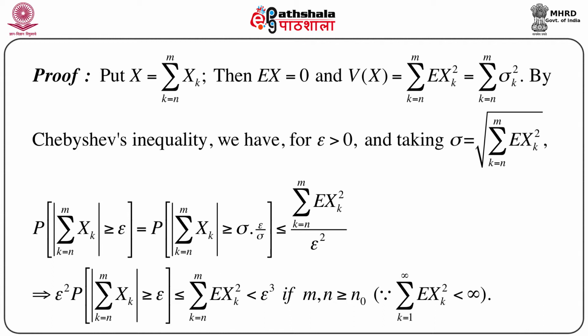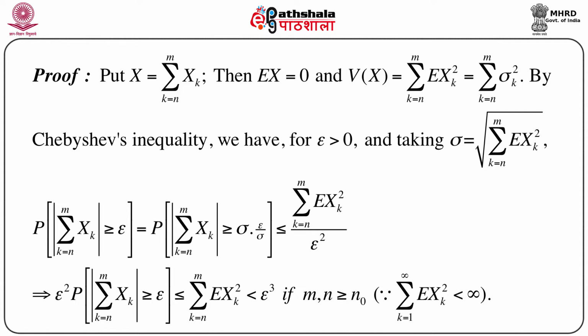which is equal to probability summation X_k greater than, we just adjust sigma in the numerator and denominator. So, sigma times epsilon by sigma, and immediate application gives us less than or equal to summation expectation of X_k square by epsilon square. So, this is the upper bound that we get. Now, a little bit of simplification gives us epsilon square into probability of modulus summation X_k greater than or equal to epsilon less than or equal to summation expectation of X_k square, let us call less than epsilon cube, if m, n both greater than n naught.